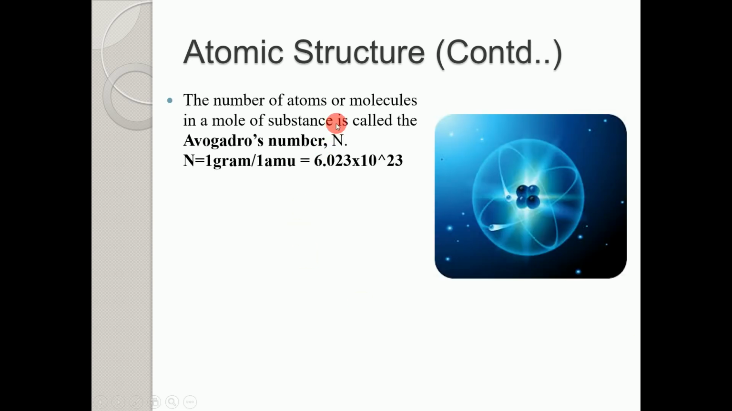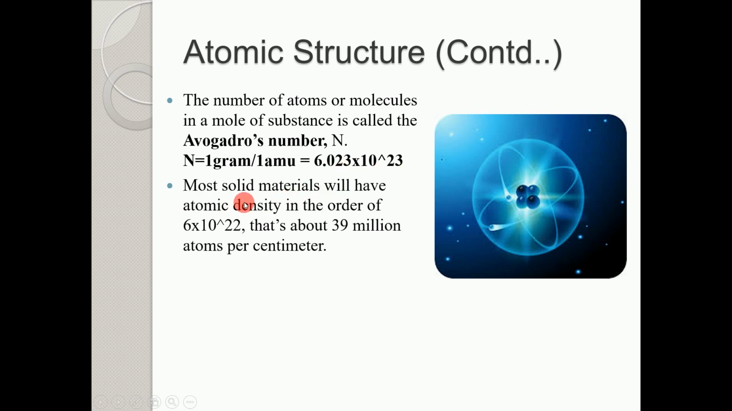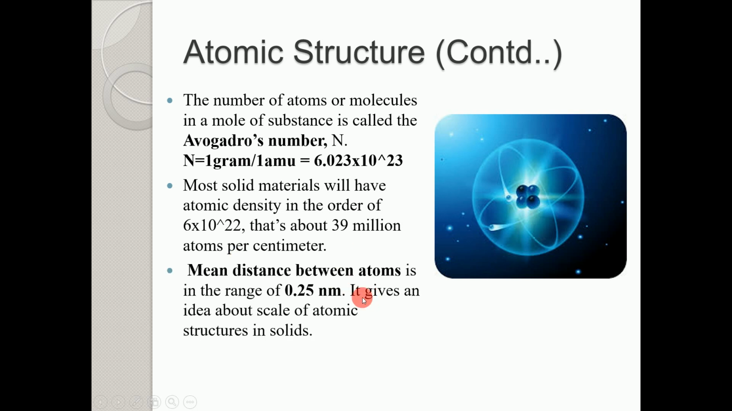The number of atoms or molecules in a mole of a substance is called the Avogadro number. So 1 Avogadro number is 6.023 × 10^23. Most solid materials will have an atomic density on the order of 6 × 10^22 atoms per cubic centimeter. The mean distance between the atoms is in the range of 0.25 nanometer, and it gives an idea about the scale of the atomic structures in solids.